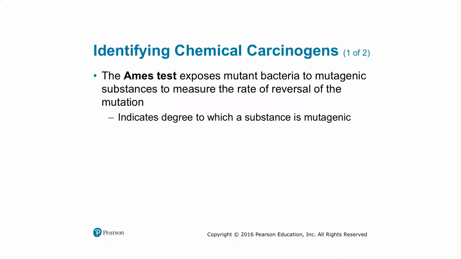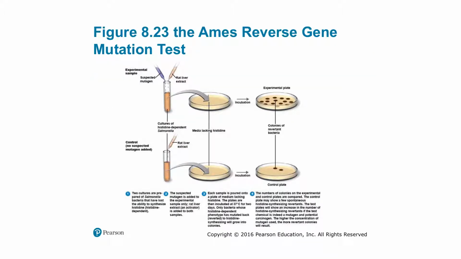The Ames test exposes a mutant bacteria to mutagenic substances to measure the rate of reversal of the mutation. This indicates the degree to which a substance is mutagenic. So with this Ames test here, we get 2 cultures. We prepare, in this case, Salmonella bacteria that have lost the ability to synthesize histidine. And the suspected mutagen is added to the experimental sample only. And so the control is going to be normal.